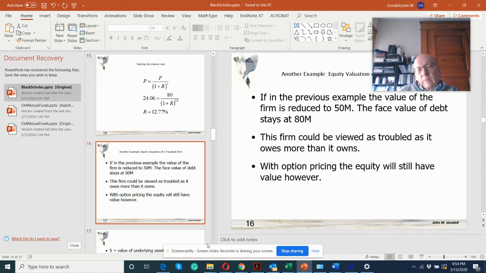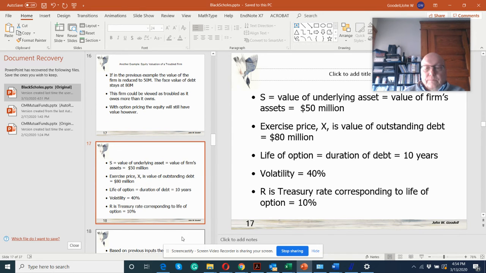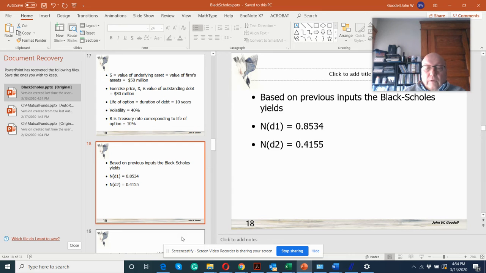Now let's take a more extreme example. Let's say the firm is actually valued at 50 million rather than 100. And the other numbers stay the same. The face value of the debt is still 80 and the volatility is still 0.4, etc. And run it through Black-Scholes again. We'd end up with these numbers for N of D1 and N of D2 as a middle step. You could try this at home and see if you get the same numbers.